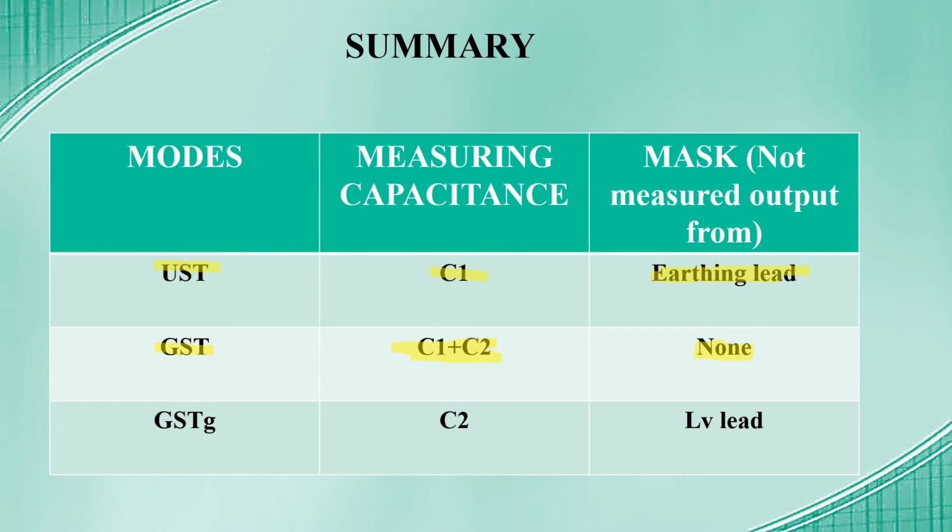Now the last mode is the GST guard mode or the GST-G mode. In this mode, the C2 value is measured, and the LV lead measurement is not taken into account, or it is masked. So in this way all three modes are summarized in a very easy way, and we have understood them with the help of the equivalent circuit.